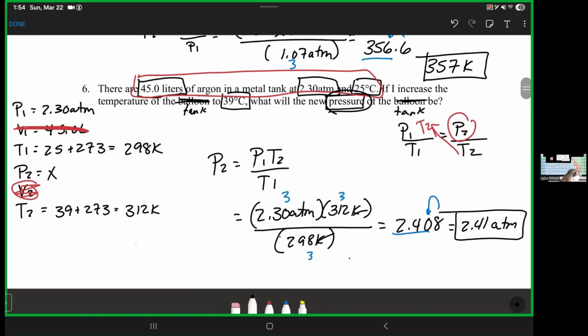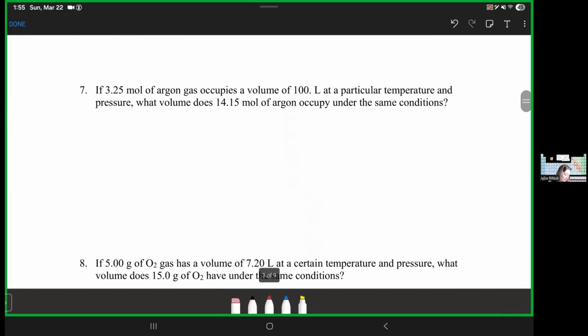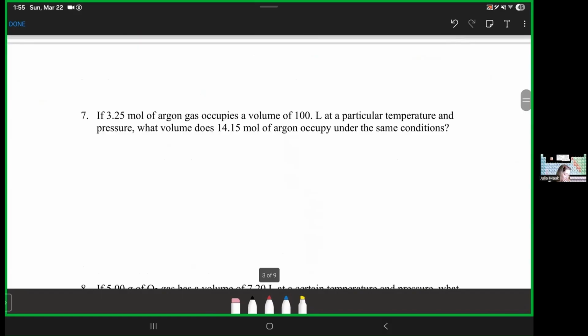Okay, and if we're looking at pressure and temperature, they're directly proportional. So my temperature went up, my temperature increased, so my pressure should have increased. And it did. It went from 2.30 to 2.41. Okay, so just that quick check on ourselves. Okay, so now we're going to get a little bit more into it.